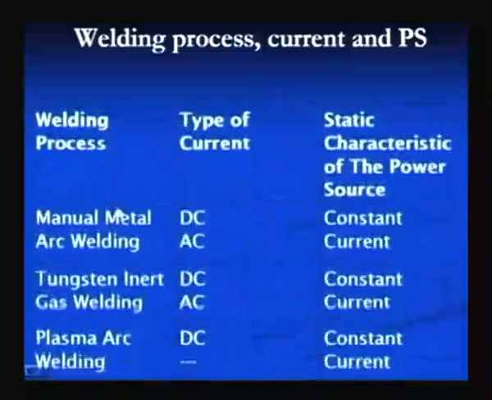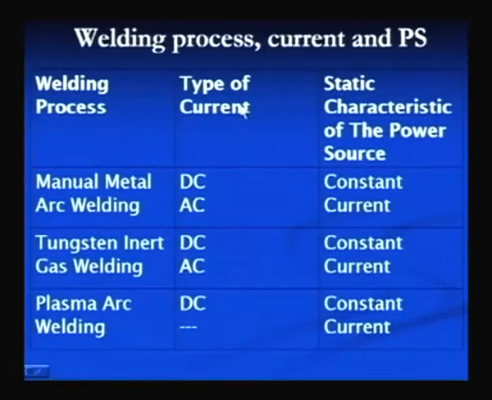Now, we will see the relationship which is generally used for the different welding processes: what type of current is to be used and what type of power source static characteristic should be used. For the different welding processes we need different types of current and power sources with different static characteristics. Like manual metal arc welding, you can use AC or DC, but with the constant current type of power source. And the tungsten inert gas welding process can use AC or DC with the constant current power source.